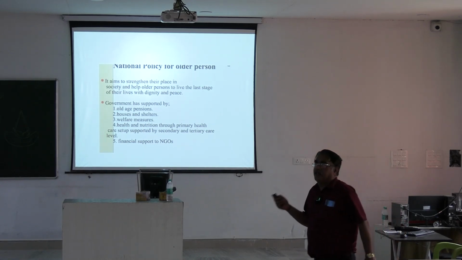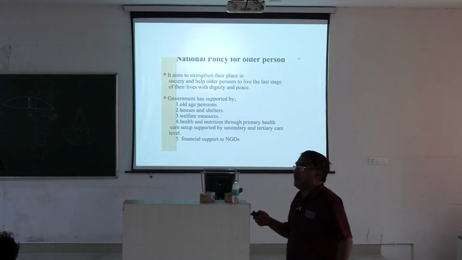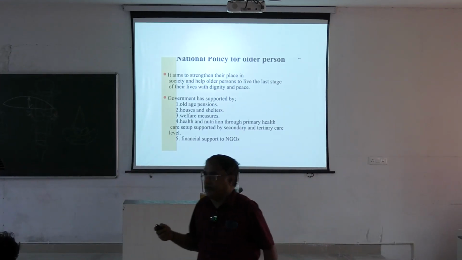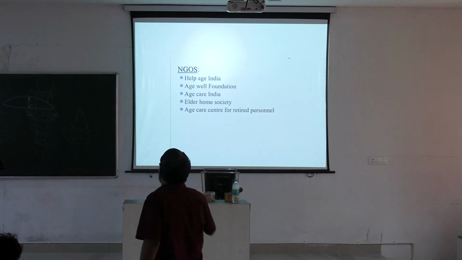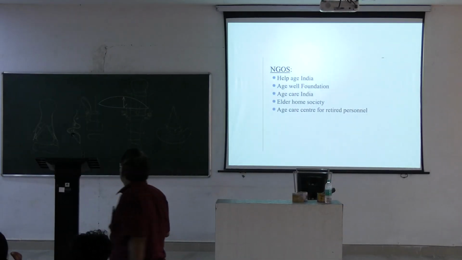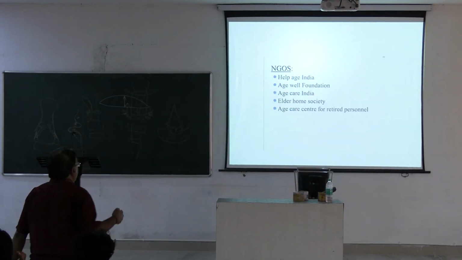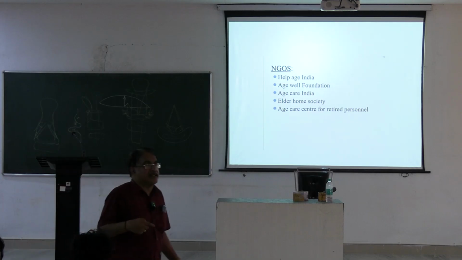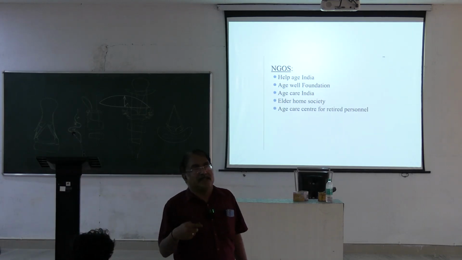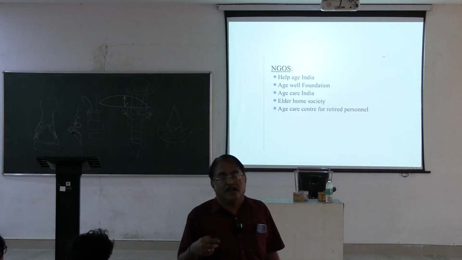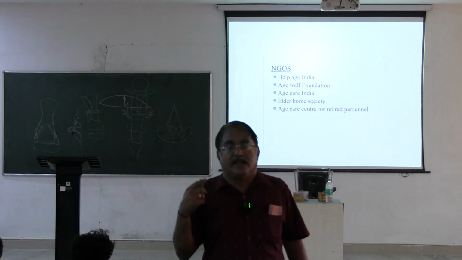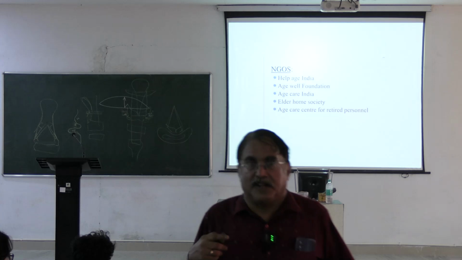Now here, NGOs are the major thing. Government does not have that much money. There are NGOs who help. So what are the NGOs? HelpAge Foundation is one. Agewell Foundation is another one. Age Care India is another one. Elder Home Society is another one. And Age Care Center for Retired Persons. So these are some of the NGOs that are actually working in the field of geriatrics.